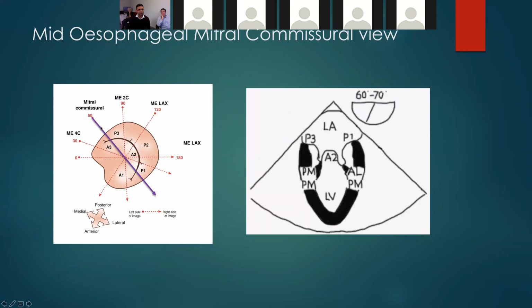And then the mitral commissural view. We have moved the omniplane to 60 degrees here. Just remember that the mitral commissural view is the same as your apical two-chamber view: P1, A2, P3, with A2 in the middle. That's how it's cutting here. So the mid-esophageal four-chamber view is equivalent to your parasternal long axis, and the commissural view is equivalent to your two-chamber view.